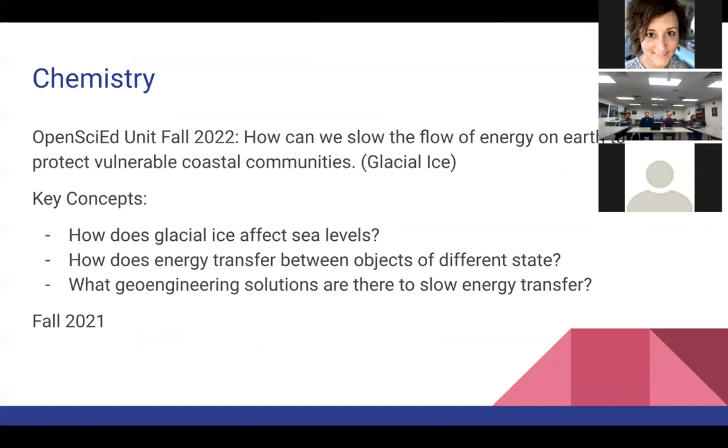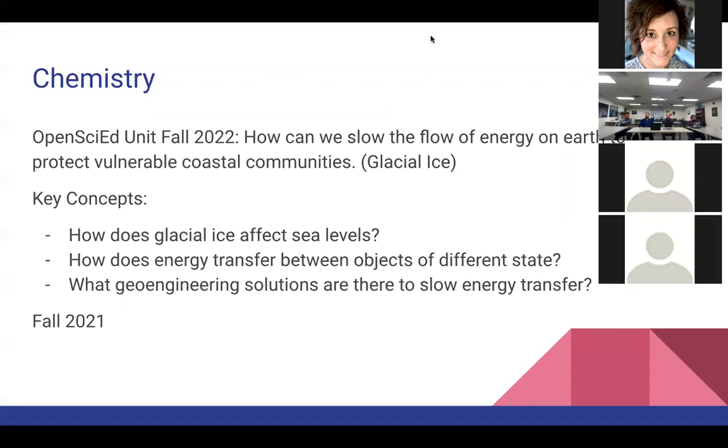In chemistry, for all of the 11th graders this year, we were looking at how we can slow the flow of energy on Earth to protect vulnerable coastal communities. We looked at how glacial ice and its melting affect different places on Earth. We started with where this ice is, how ice melts, and where it is melting. We looked at how energy transfers between objects of different states, and at what geoengineering solutions there are to slow this type of energy.